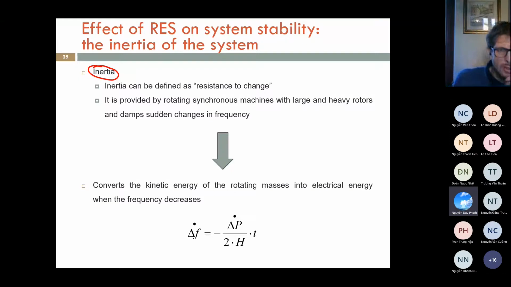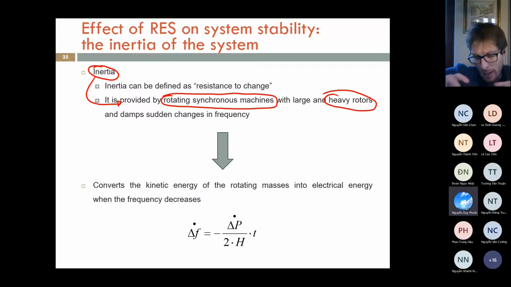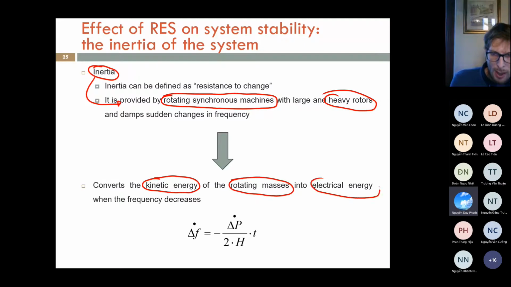So you have to imagine that the inertia is provided by rotating synchronous machines that have heavy rotors, okay? So basically, if you remember, a rotating synchronous machine has a static part, which is called the stator, and a rotating part, which is called the rotor. Basically, the inertia is given by the rotating part, the rotor, which converts the kinetic energy of the rotating masses into electrical energy, okay? So you have to imagine something that is converting the rotating energy into electrical energy, okay?